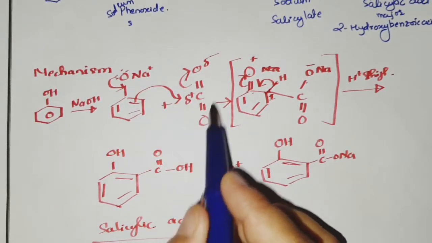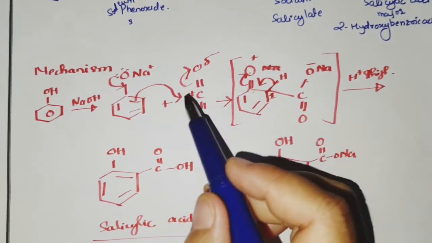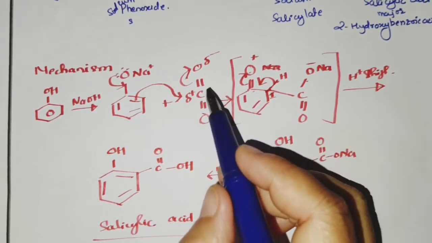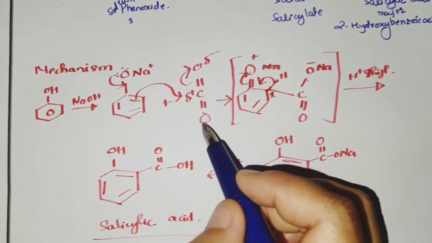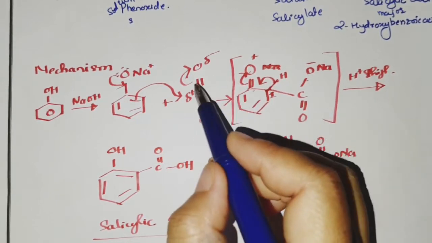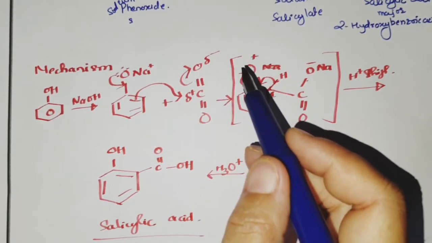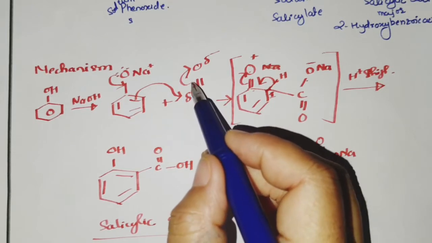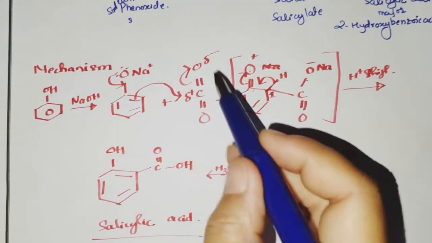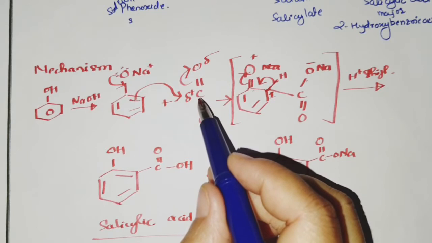Again, the phenoxide ion will get attacked by the carbonyl carbon of carbon dioxide. You know this is the structure, right? Linear one, and oxygen being more electronegative than carbon, it will pull electrons toward itself. This carbon will become partial positive.